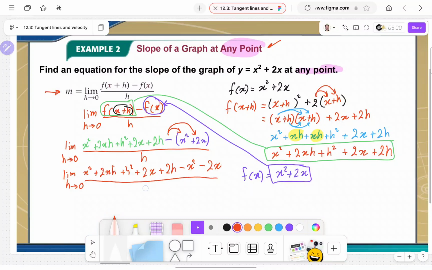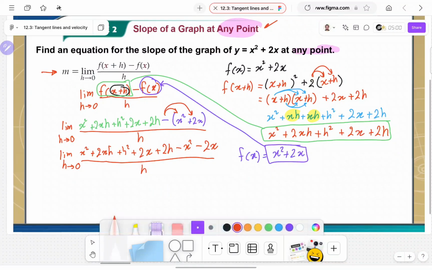Now it's the easiest part, which is adding and subtracting the like terms. As you can see, negative 2x with a positive 2x, they cancel each other. Then we have negative x squared with x squared, they cancel each other. Do I have any other like term? No, I don't have any other term. So let's keep everything. Limit when h approaches 0, 2xh plus h squared plus 2h is over h.